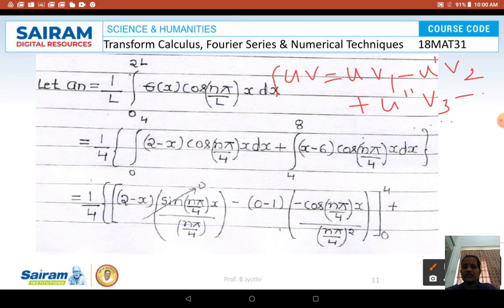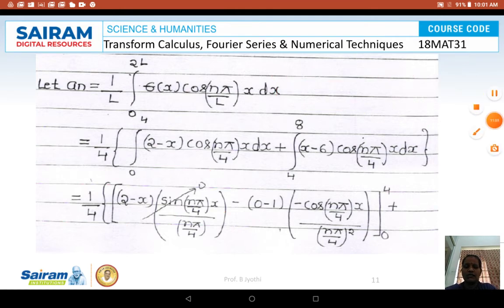So when we integrate it, we get first 2 minus x as it is, that is u, into the integral of cos, which will be sine of n pi by 4 of x divided by n pi by 4, minus the derivative of 2 minus x, which is 0 minus 1, into the integral of the integrated function, that is the sine function, which will be minus cos n pi by 4 of x divided by n pi by 4 the whole square. The limit is 0 to 4.